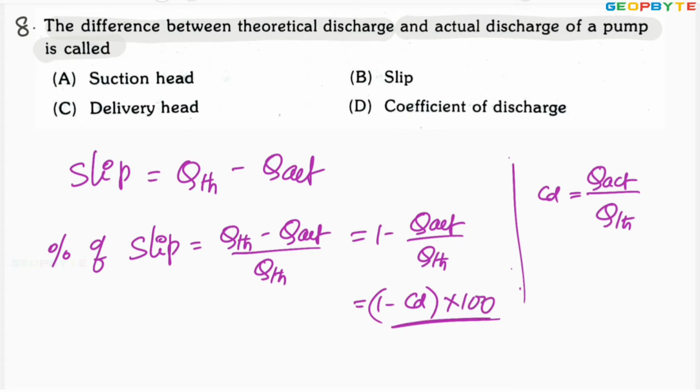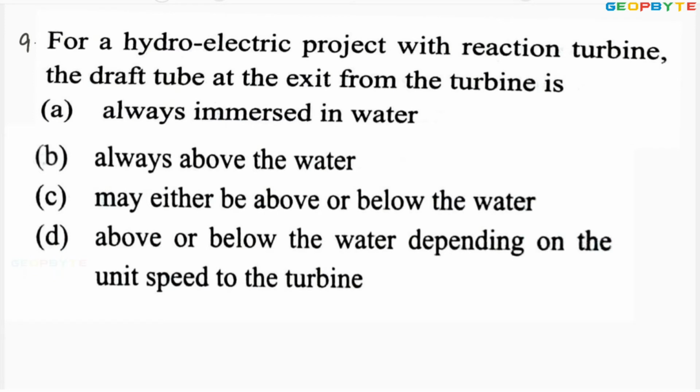But for this problem, it is asked just the difference between the theoretical discharge and actual discharge is called slip. Therefore, option B is absolutely correct. I hope you got my point. Let us take one more problem. Look at the ninth problem. For a hydroelectric project with reaction turbine, the draft tube at the exit from the turbine is always immersed in the water.